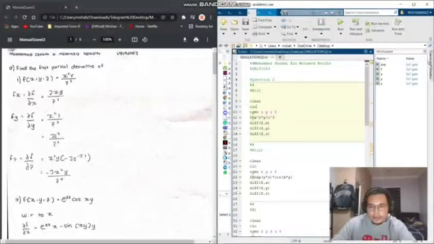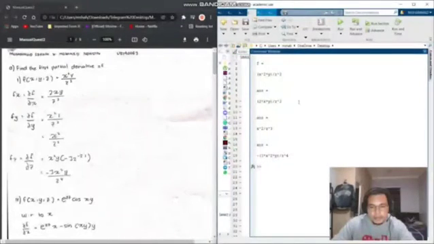So when we run the section, we can get the answer, really the same. 2xy over z to the power of 3, same, and then x squared over z to the power of 3, same, and then negative 3x squared y over z to the power of 4, okay, the same.